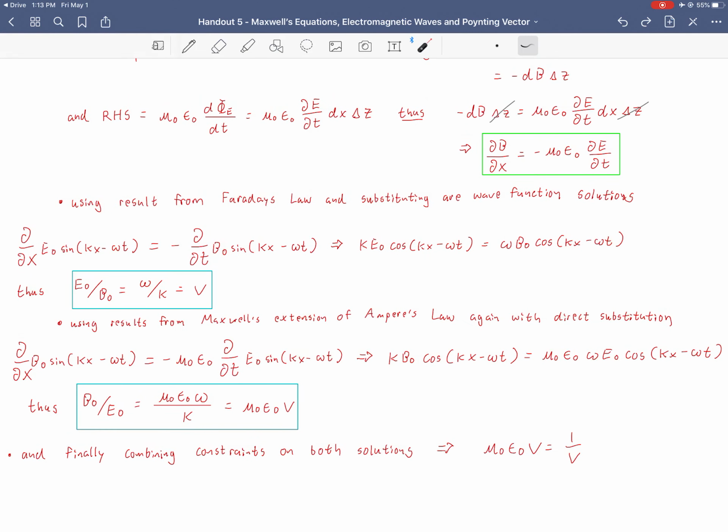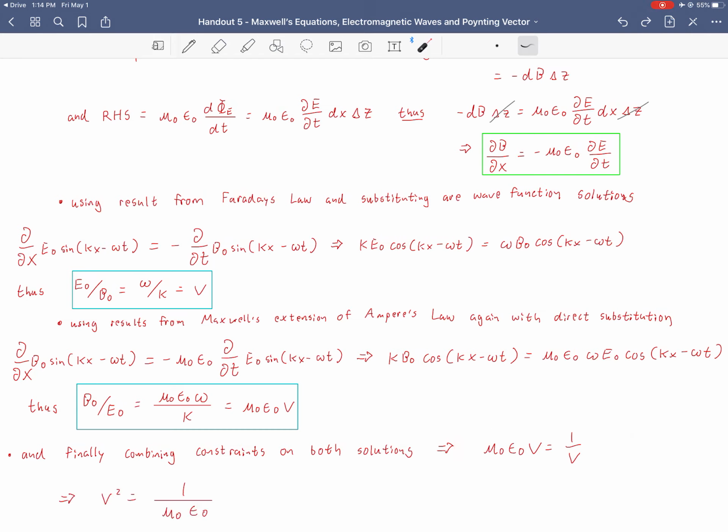So I'm going to combine them. Finally, combining the constraints on both solutions, I end up with mu naught epsilon naught v, permeability times permittivity times velocity, equals 1 over velocity. Why is that? Look, here's the permeability times permittivity times v equals B naught over E naught. B naught over E naught is the same as 1 over v. If I take the reciprocal of both sides, taking v to the negative 1 power, that just flips the denominator with the numerator, and we get B naught over E naught.